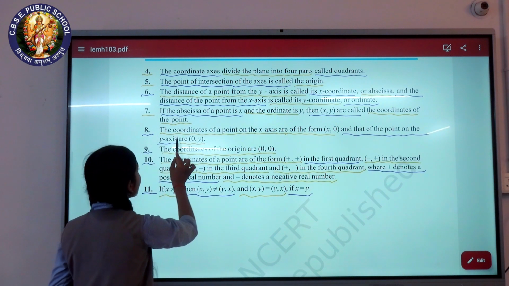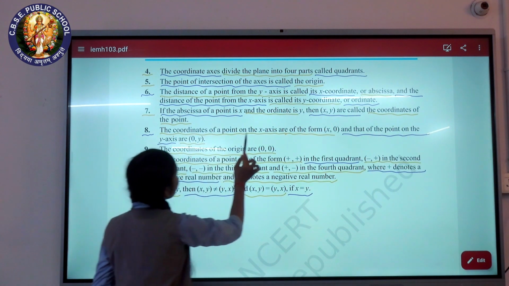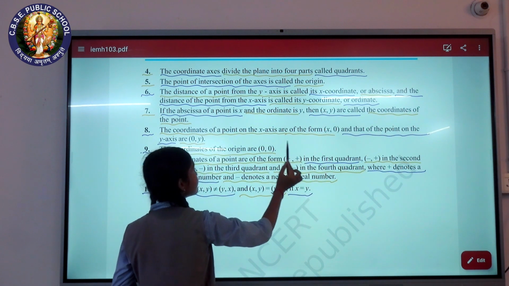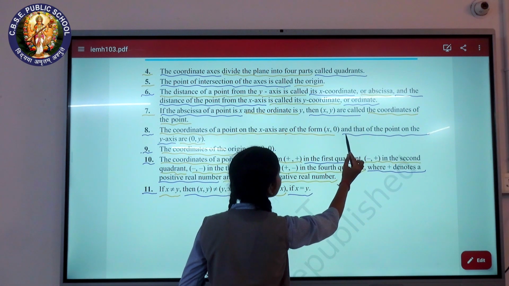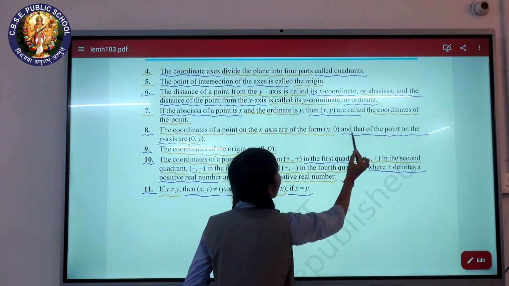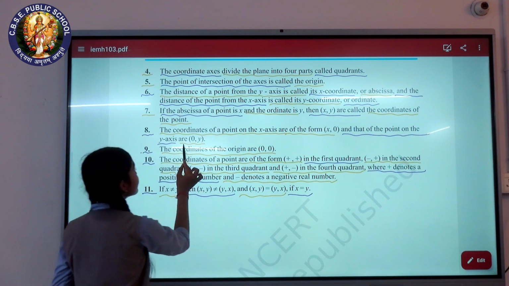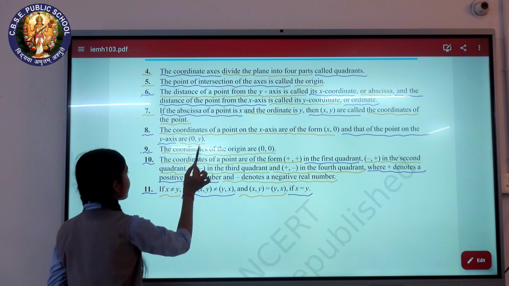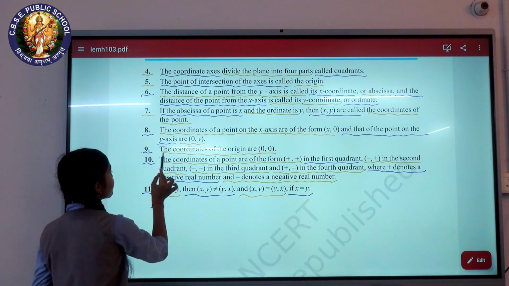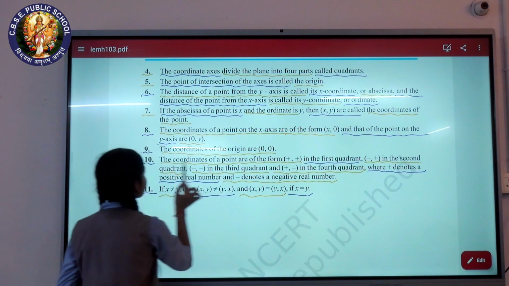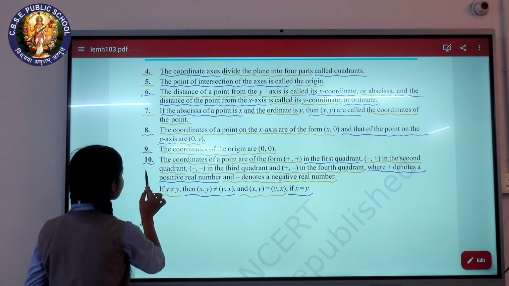Eighth, the coordinates of a point on the x-axis are of the form x and 0, and that of a point on the y-axis are 0 and y. Ninth, the coordinates of the origin are 0 and 0.